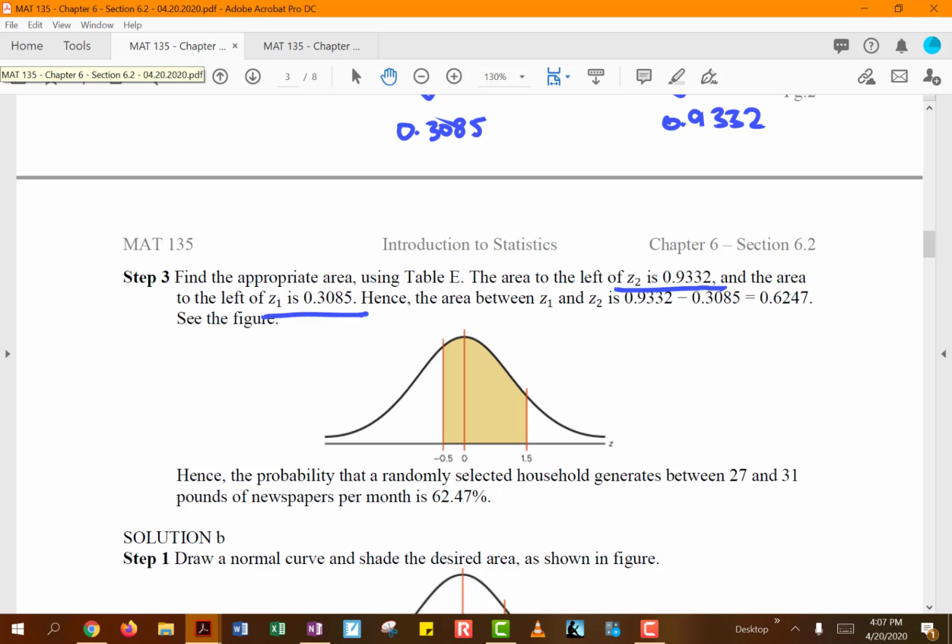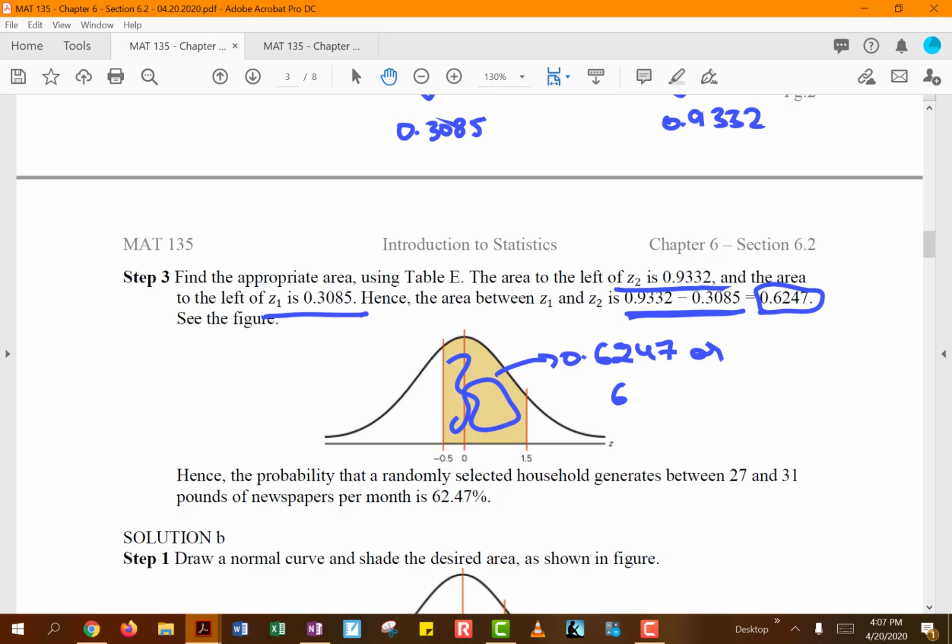And then of course, remember, since we are talking about the shaded area being sandwiched between two different numbers, you have to subtract those probability values, and we would get an area of 0.6247. So this whole shaded area is going to be 0.6247, or as a percent, we would say 62.47% of randomly selected households will generate anywhere from 27 to 31 pounds of newspaper per month. Okay, so this is how you would calculate your probability if you are in between two data values.